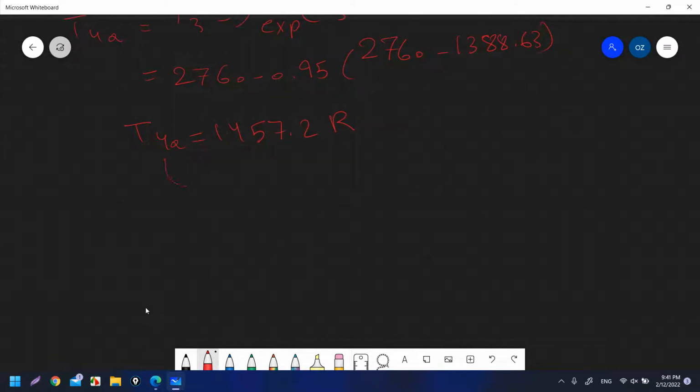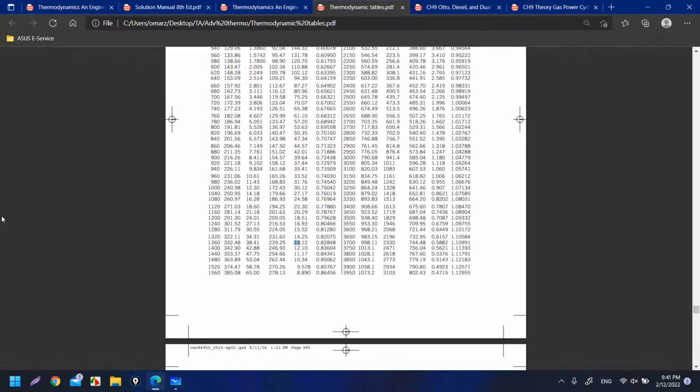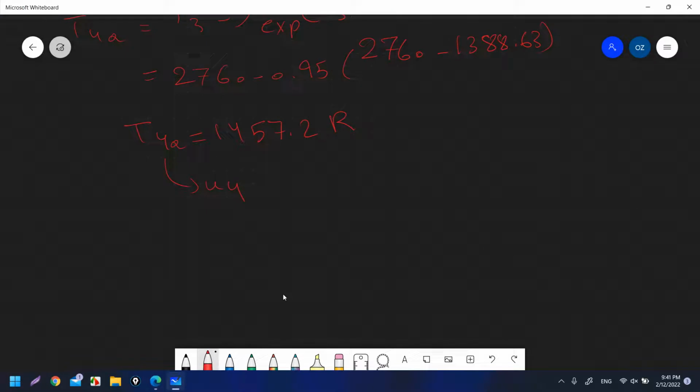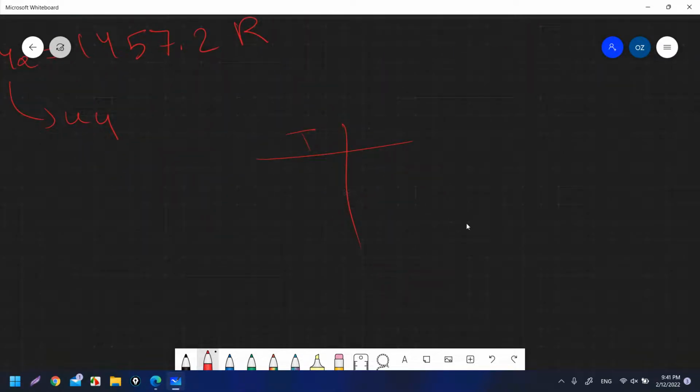Okay, now finally I found T4A. I will use T4A to find U4. So I will go to the table. 1457.2 is between these two numbers, 1440 and 1480, so I can find a number U between them for U4. So I'll make an interpolation again. I don't think this question will come in the exam, and if it does, it will be with constant specific heat. It will not be with variable specific heat. Impossible.